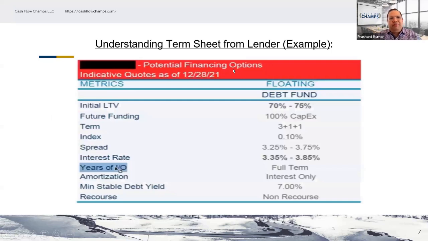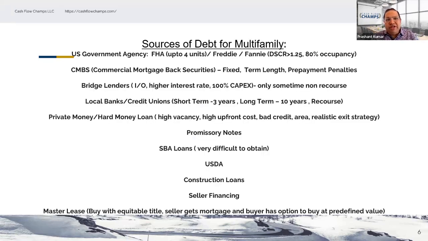Then you have CMBS loan. Commercial mortgage-backed security. These are fixed term loans, with some prepayment penalties, so you have U.S. government agency loans, CMBS loans. If your occupancy is less than 75, then you are probably going to go into bridge lending, where you probably will be paying higher interest rate. 100% of capex can be given to you, and some of them are non-recourse also.